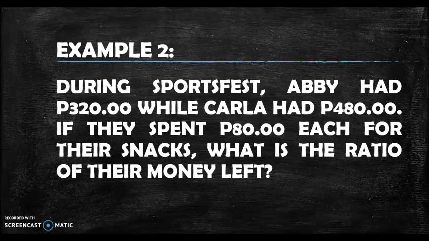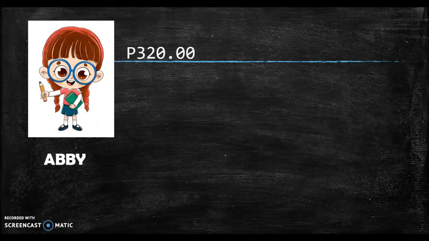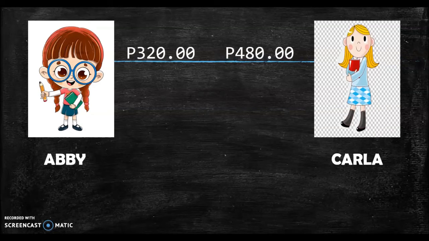Another example. During Sportsfest, Abby had 320 pesos, while Carla had 480 pesos. If they spent 80 pesos each for their snacks, what is the ratio of their money left? In this problem, Abby had 320 pesos, and Carla had 480 pesos. They spent 80 pesos each for their snacks. The question is, what is the ratio of their money left?